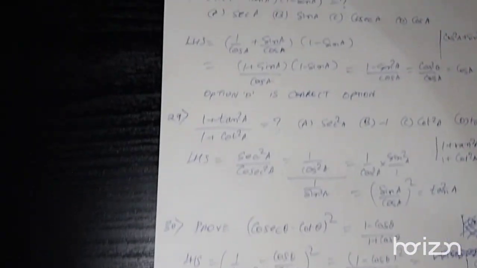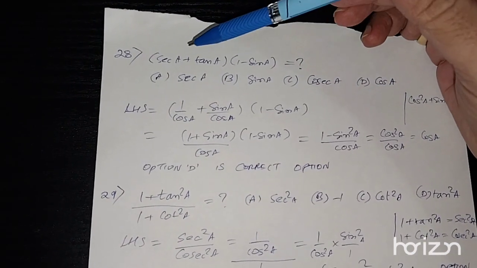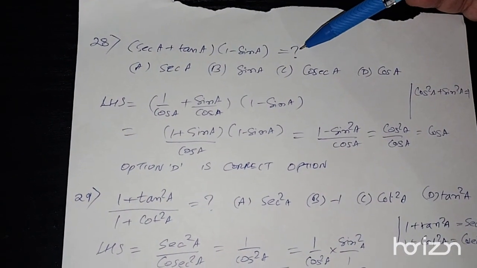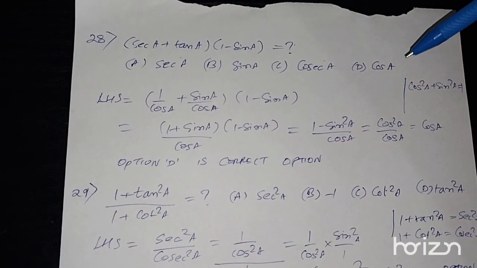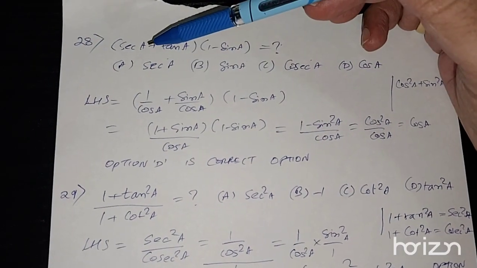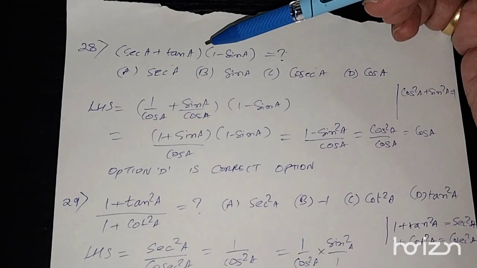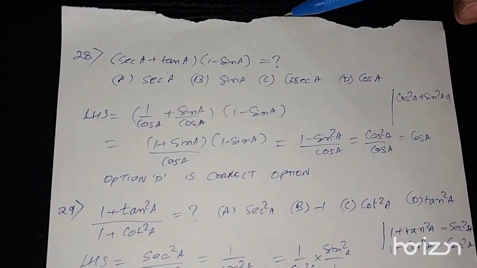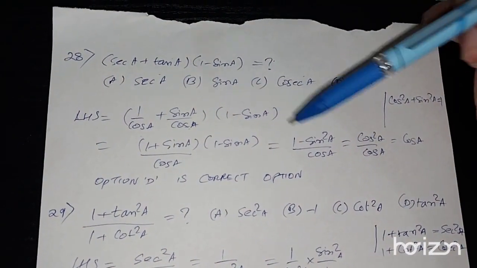Okay. So this is the problem. Now let's look at the next problem. They are saying secant a plus tan a into 1 minus sine a equal to what? Is it secant a? Is it sine a? Is it cosecant a? Or is it cos a? Which of these? Okay. So LHS, again, remember the same technique. I am replacing every term by sine and cos. Secant a is 1 by cos a. What is tan a? It is sine a by cos a. They are inside the bracket, and 1 minus sine a, I am writing it as is.